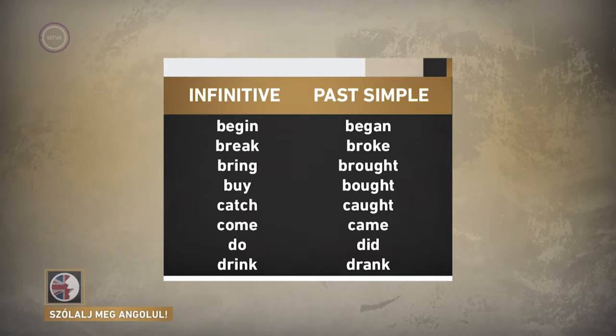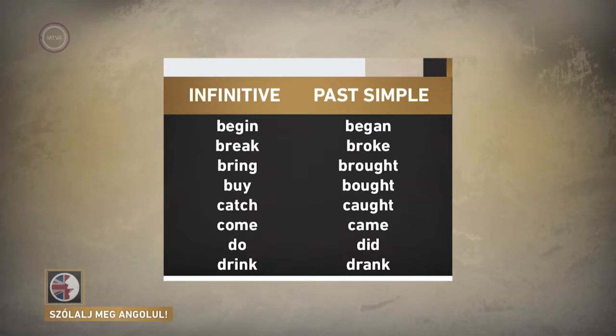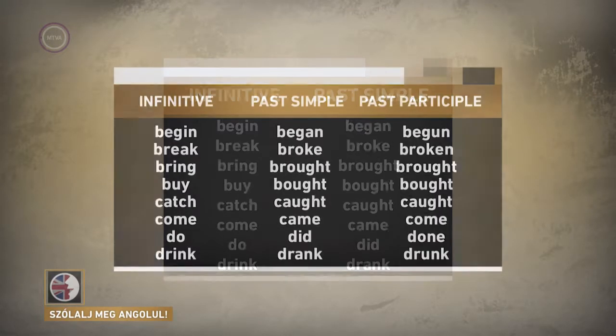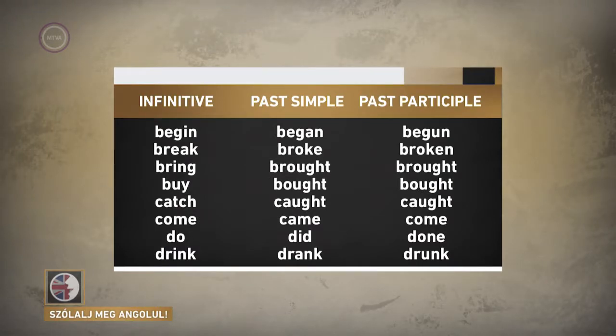Okay, so we've had a brief reminder of some irregular verbs, and we know that we can't predict what form they're going to take in the past simple. Now let's have a look at the third form for those same verbs. Let's see what happens to the past participle. Begin, began, begun. Break, broke, broken. Bring, brought, brought. Buy, bought, bought.